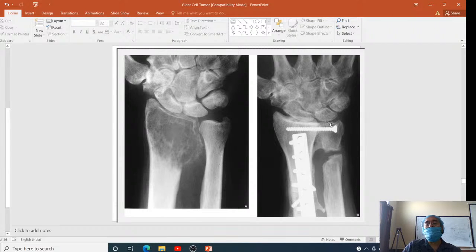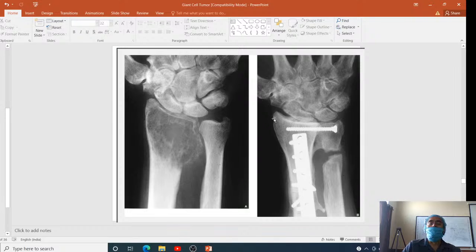So you need to reconstruct the joint. There is no point if the joint is disorganized. If there is no surgery, then surgery is a waste. So once we do that and we fix those two, the inferior radio-ulnar joint is also taken care of with this screw.